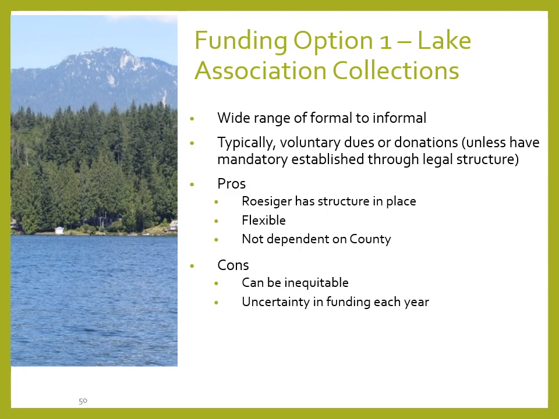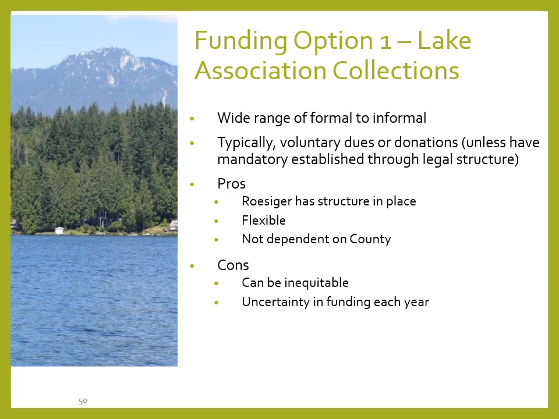Once we decide to finalize the plan, the next step is to find funding to try and implement this plan. The first option for funding is to have Lakes Association collections. This is a wide range of ways to collect funds, informally or formally, from people around the lake. It's typically a volunteer dues or donations, such as what's already being done at Lake Roesiger.